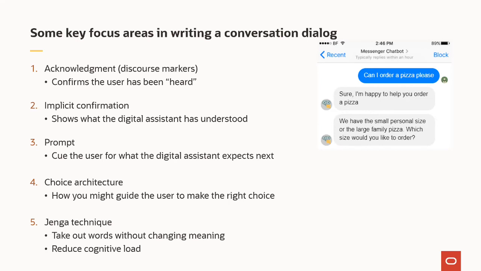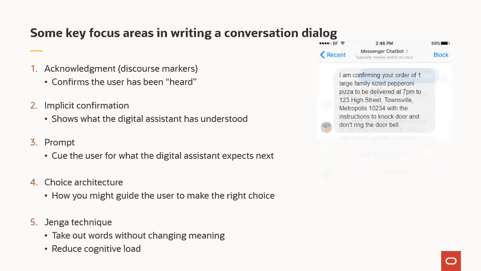We might introduce what we call a choice architecture. Make it easier. Click the button: small personal, large family pizza. That could be useful as well if we choose. And then something we call the Jenga technique, and it's something we probably even need to do with our PowerPoint slides, is we put the information in and then we take out the information that we don't really need.